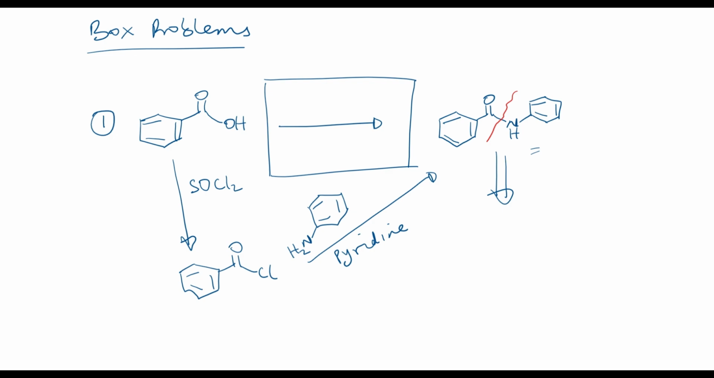Now the answer to this problem will be, I will need to write two reagents. One is thionyl chloride, two, aniline and pyridine. So these are the reagents that will transform the carboxylic acid into product. Next question.